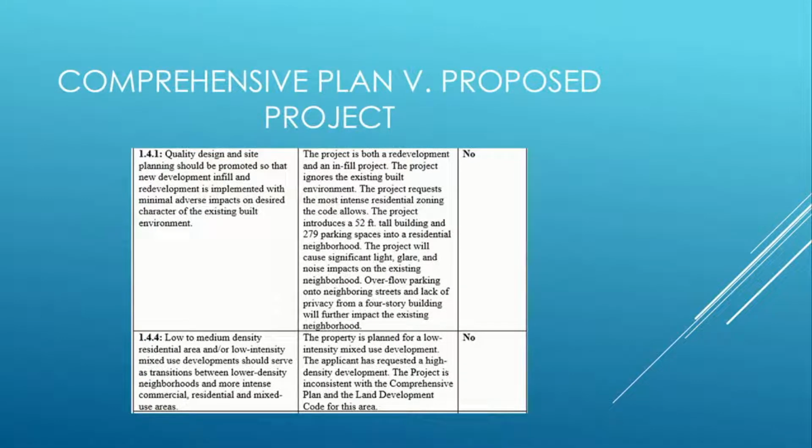Next, the comprehensive plan. Quality design and site planning should be promoted so that new development, infill, and redevelopment is implemented with minimal adverse impacts on desired character of the existing built environment. This project doesn't achieve any consistency with that because of the level of intensity that this project contemplates, which is the reason that the variance is being requested. Comprehensive plan, low to medium density residential area and or low intensity mixed use development should serve as transitions. That's not what they proposed here. They proposed the maximum density.